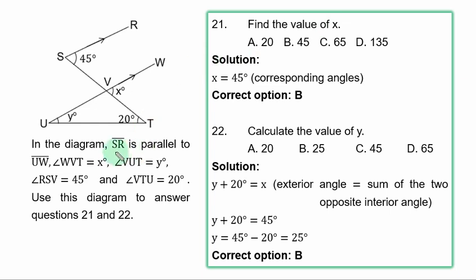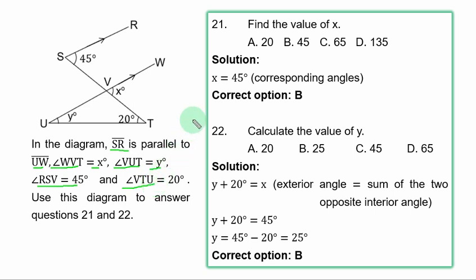In the diagram, SR is parallel to UW. Angle WVT is equal to S degrees. Angle VUT is equal to Y degrees. Angle RSV equal to 45 degrees, and angle VTU equal to 20 degrees. Use this diagram to answer questions 21 and 22.